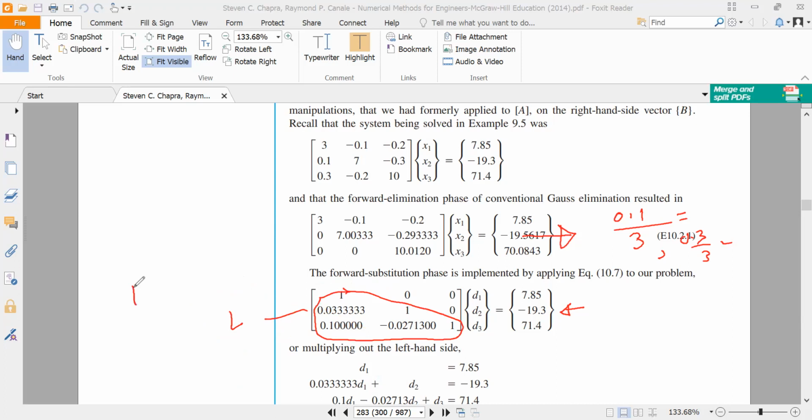So we know that LD is equal to the actual B, not the modified B. If LD is equal to B, and you see that L is a triangular matrix, then you can easily use substitution. But in this case, will your substitution be forward or backward? Okay, what is the value of D1?